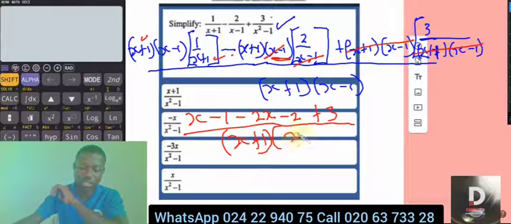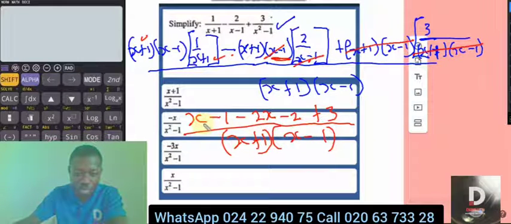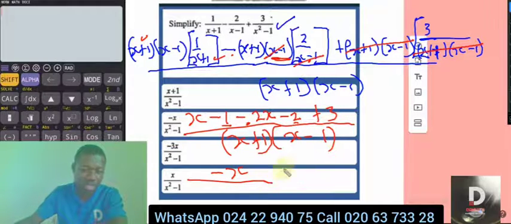Don't forget, always all over the LCM, unless it's an equation. It's an expression. All right. Now let's simplify the top. x minus 2x will produce minus x. Do you agree? You are owing 2, and you have 1. Minus 1 minus 2 will give me minus 3. I'm owing 1, I'm owing 2. So minus 3 plus 3 is 0. So there's no need for me to write it.